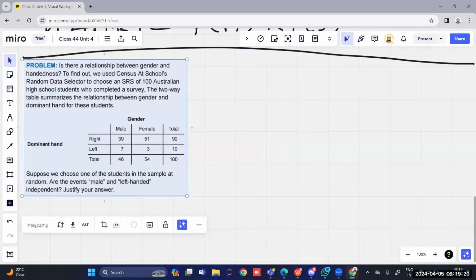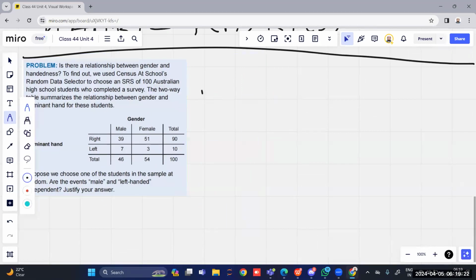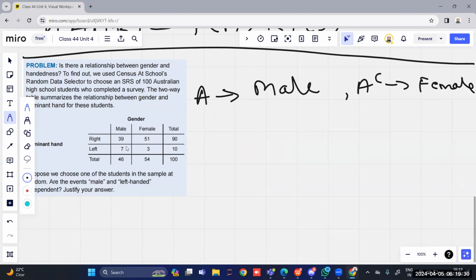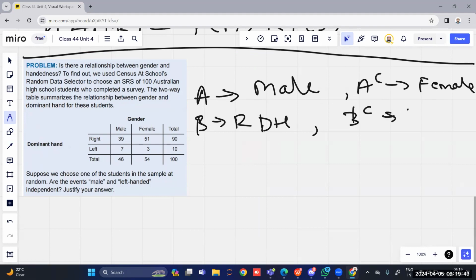So what will be A? It will be male. So A complement will be female. I'm just noting it down because you should remember. Then dominant hand: B is right dominant hand. So B complement will be left dominant hand. Now what we have to find is whether A and B are independent.